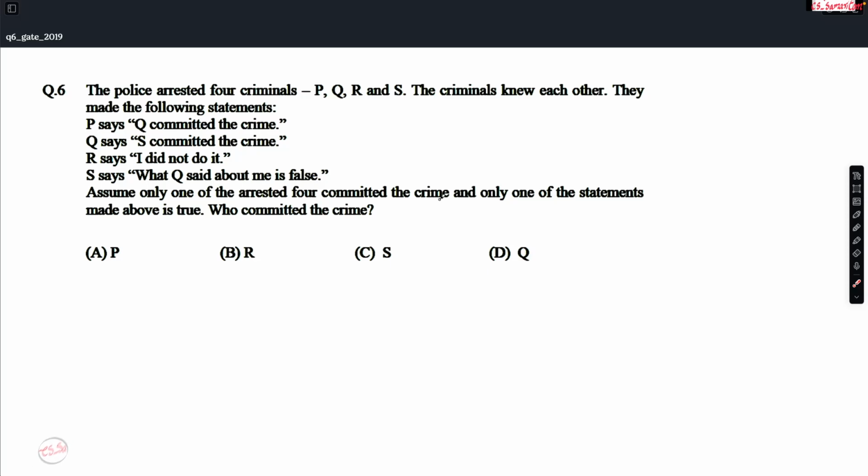Okay, so let's solve this question. It is from GATE CSE 2019 and it is question 6. It is a 2-mark question, right? So we have to reduce, and these are the statements that have been provided to us.